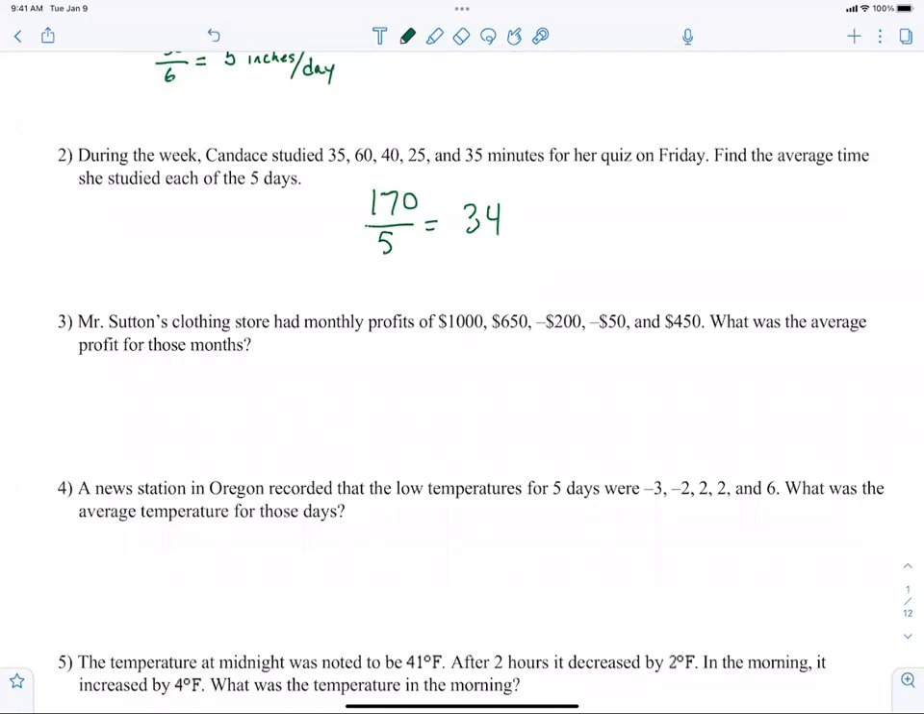Candace studied 35, 60, 40, 25, 30 minutes for her quiz on Friday. So it's 34 what? Minutes per what? That is correct. All right. Anybody have a problem with that? Is that correct? Was 170 correct? What did you get? What did you get?